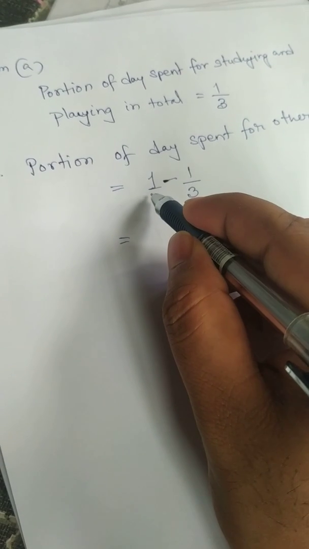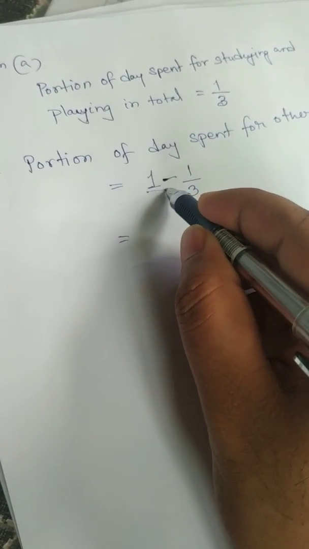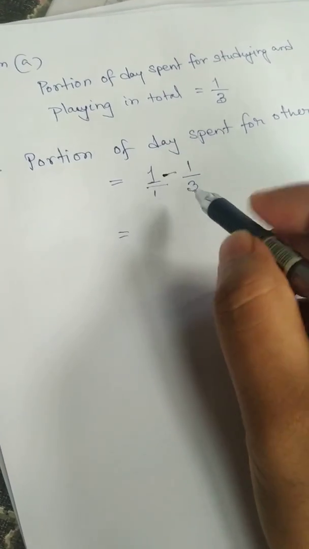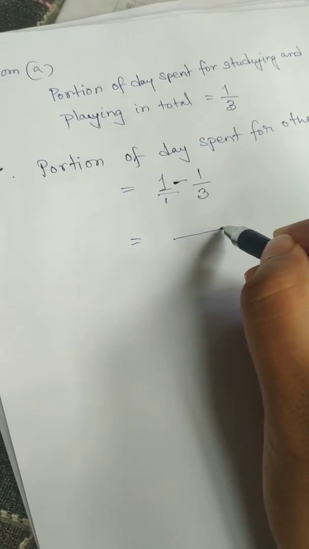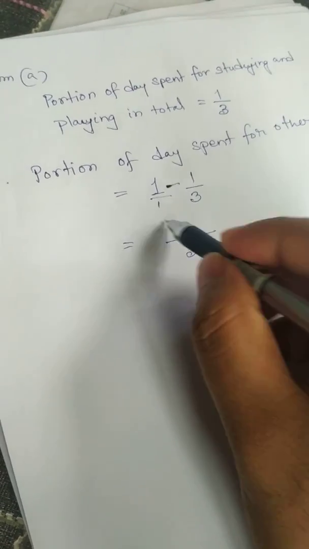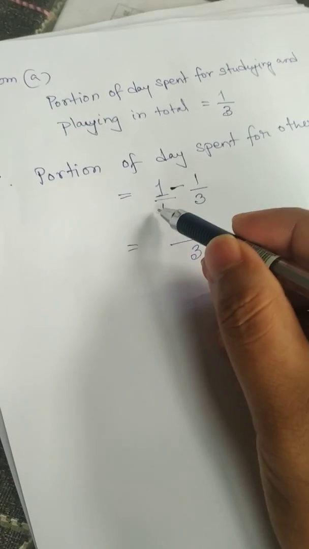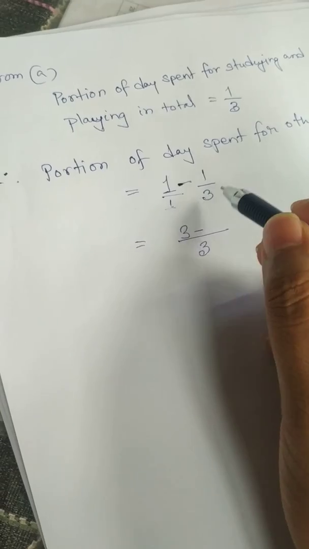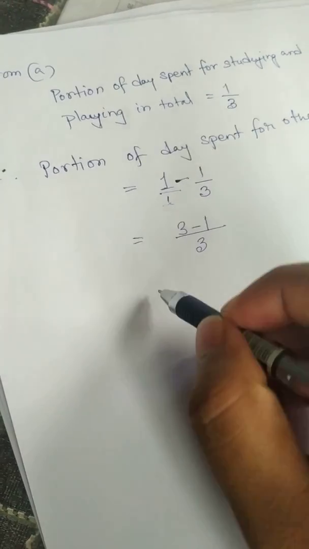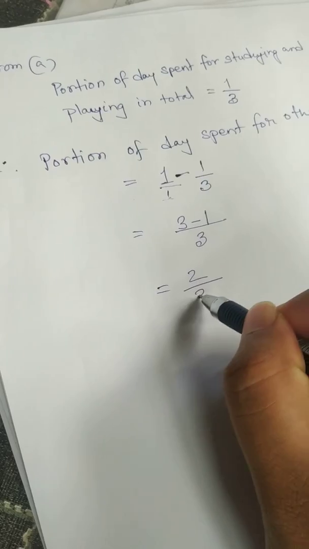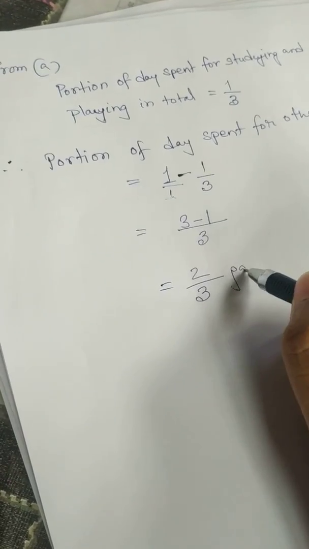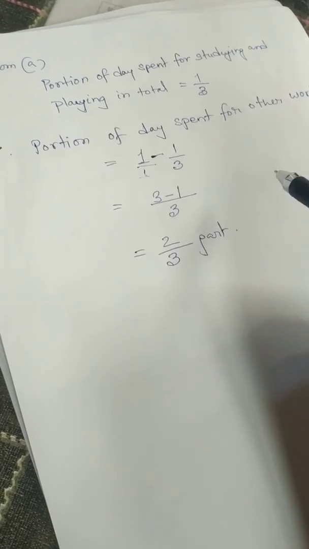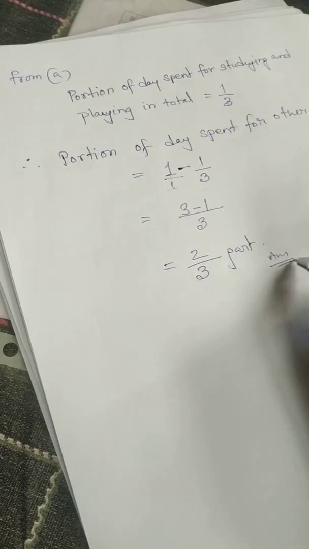So we know that even in this lower part of a number there is always a small one. In class 4 you already did. So we take the LCM of 1 and 3, that is 3. Okay, so 3 divided by 1 is 3, then multiply it with 1, that is 3, minus 3 divided by 3 is 1, 1 into 1 is 1, so equals to 2 by 3 part. Okay, so portion of day he spent for other works is 2 by 3. That is the answer. Okay, very simple.